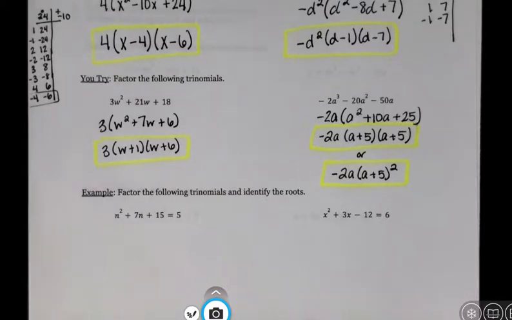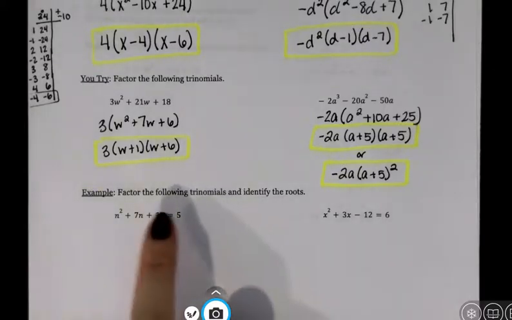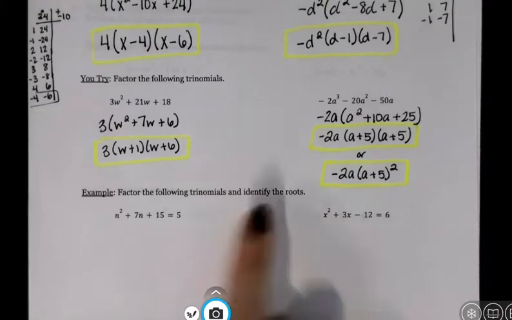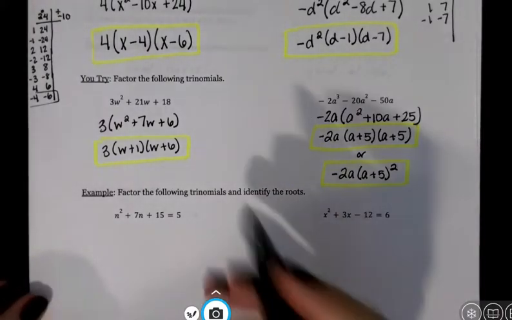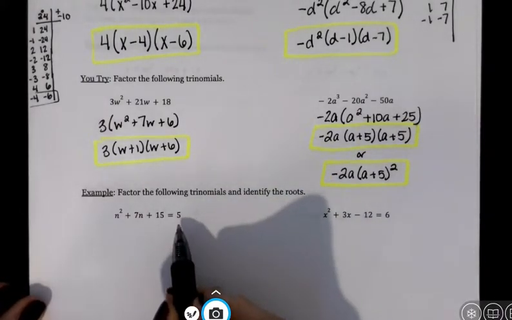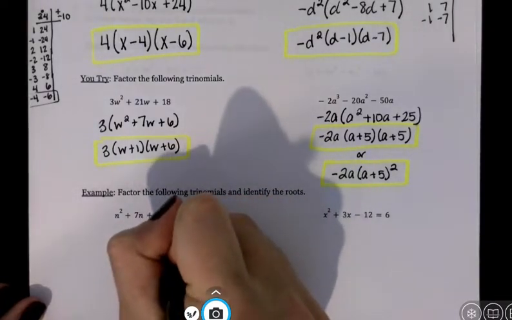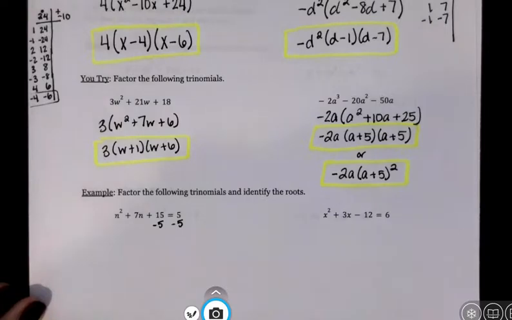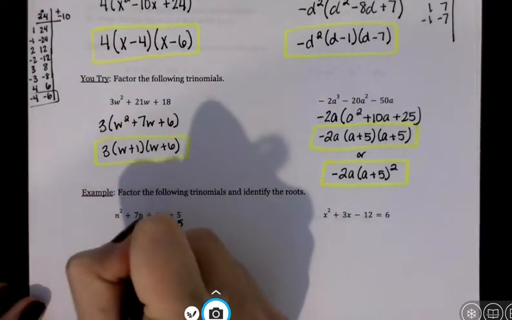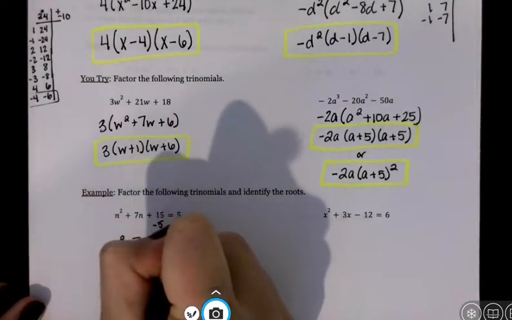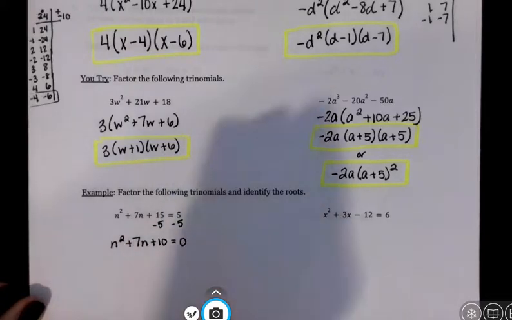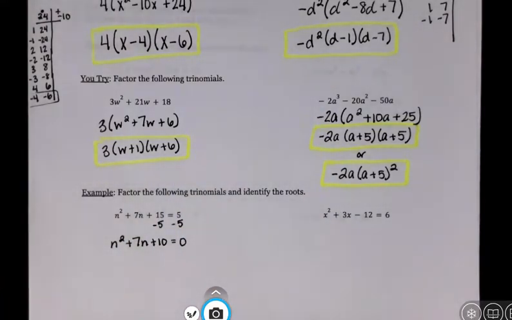For the ones at the bottom, if we are asked to factor it and identify the roots, we actually want to solve. These are also different because I don't have it equal to 0 yet, so I first have to make sure it is set equal to 0 before I do anything else. So I have n squared plus 7n plus 10 equals 0, and then I can go from there.